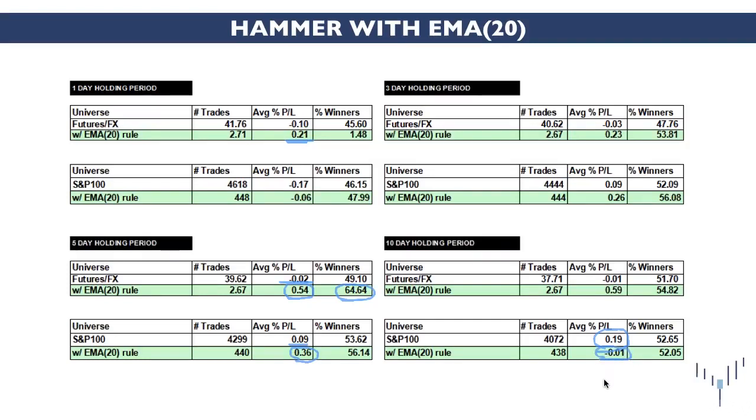But overall, I think the results have been pretty positive, and the extra rule has helped us to find some more profitable hammers. Remember, the results here are from buying a hammer on the close, but only when the candle has at some point tested the 20-day EMA line. The downside here, again, is that we did see a lot fewer signals.